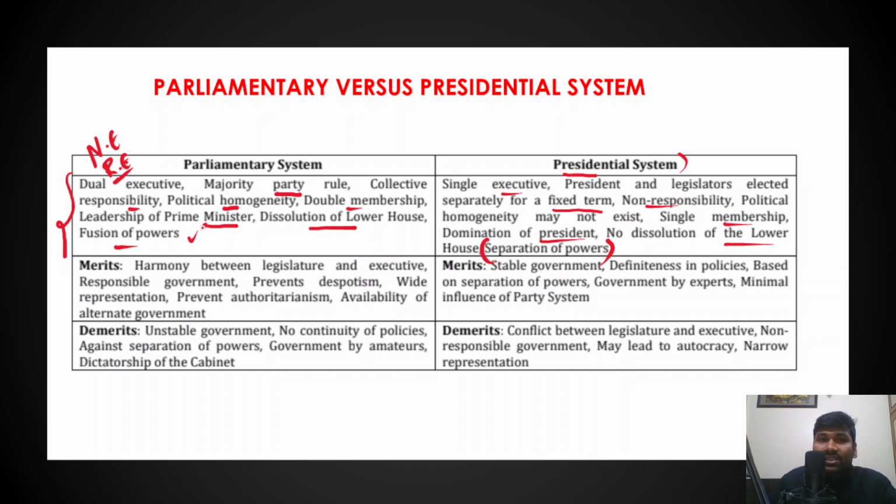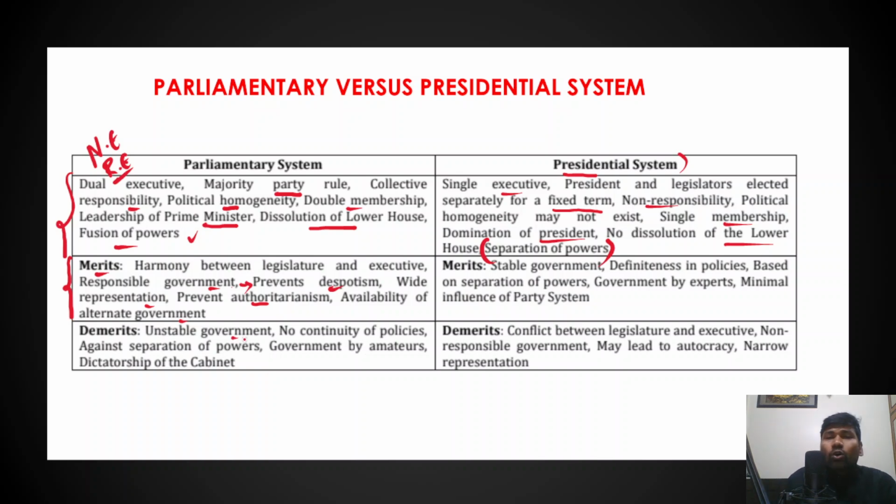Now we'll understand the merits and demerits of both the parliamentary system and the presidential form of government. The merits of the parliamentary system include harmony between the executive and legislature, and a responsible government. Government is accountable to the legislature, and it prevents despotism since government is responsible to the legislature, and wider representation, and it also prevents authoritarianism, and even the availability of an alternate government. So these are some merits of the parliamentary form of government.